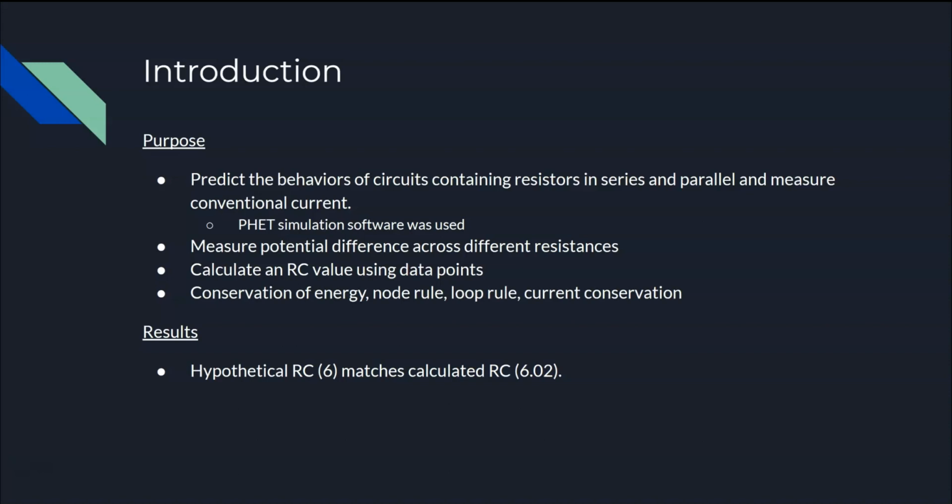The purpose of this experiment was to predict the behaviors of circuits containing resistors in series and parallel, and to measure conventional current. PhET online software was used to produce the circuits and test the different situations. Another purpose was to measure the potential differences across different resistors and to calculate an experimental RC value that will be compared to the hypothetical RC value. As you can see in the results, the hypothetical RC value was found to be 6, which matches the calculated RC value of 6.02.